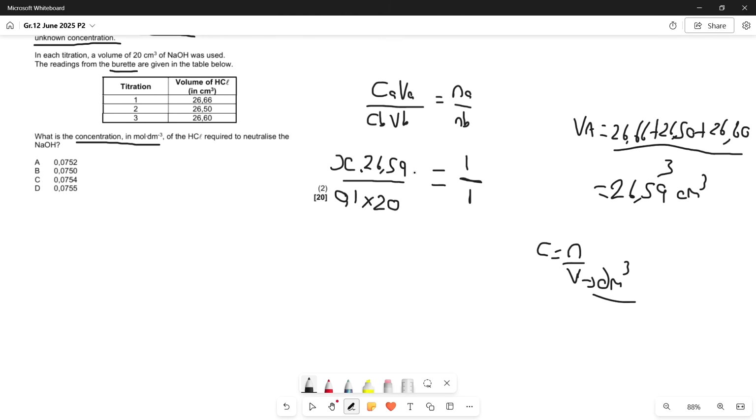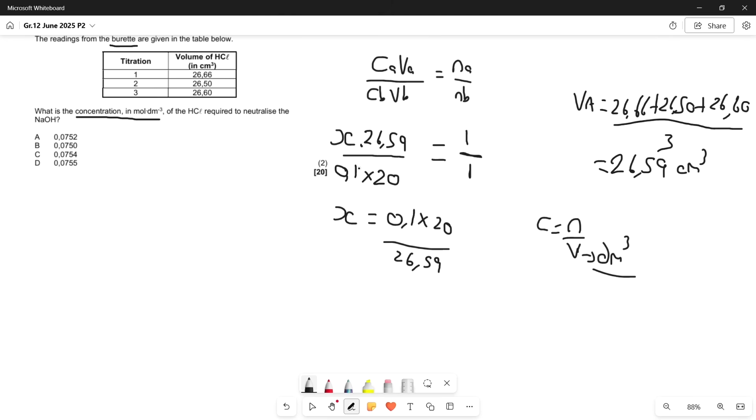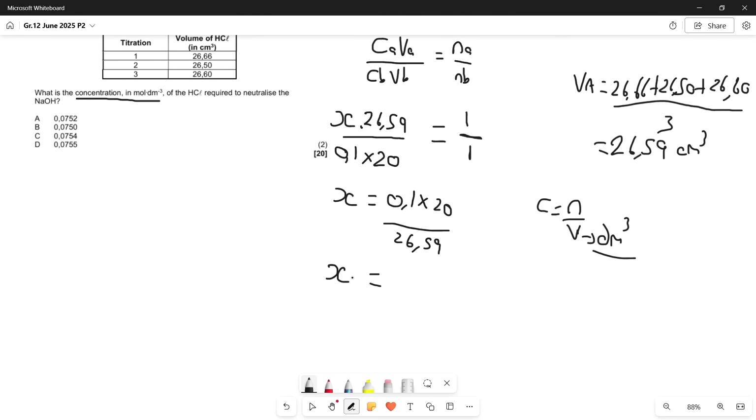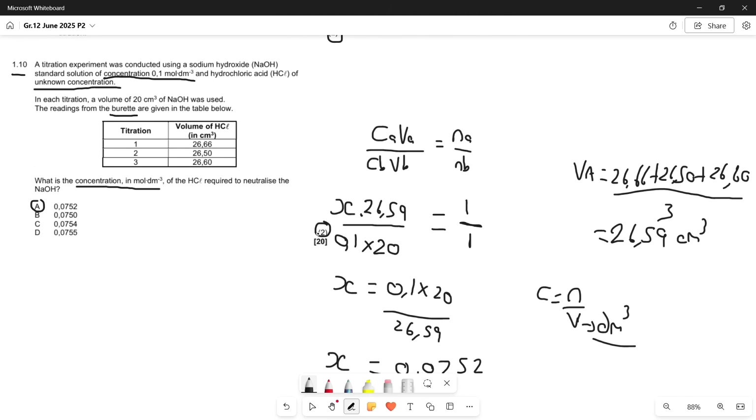So I'm just going to go ahead and rewrite that for us now. So we have x here, we have our 0,1 times 20 multiplied to the 1 over here. So the 1 just disappears. And then we took the 26,59 down to the bottom here. And then we have x by itself on the left at the top. So then we can just plug this in our calculator and we can see that our answer is 0,0752. And that fits with answer A over here, 0,0752, even though the options are very close to each other, giving us the correct answer of A over there. And that is our final answer, earning us 2 marks for question 1.10 and 20 marks for this whole section.